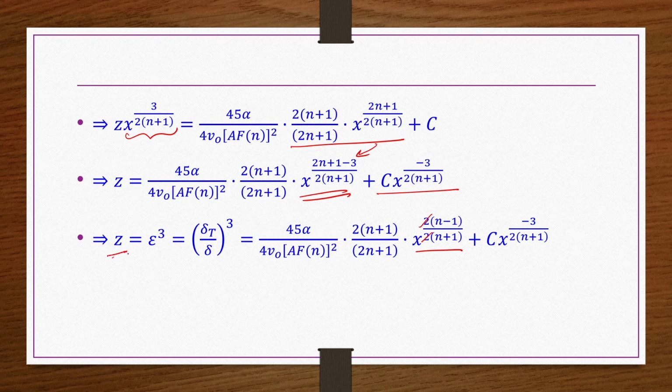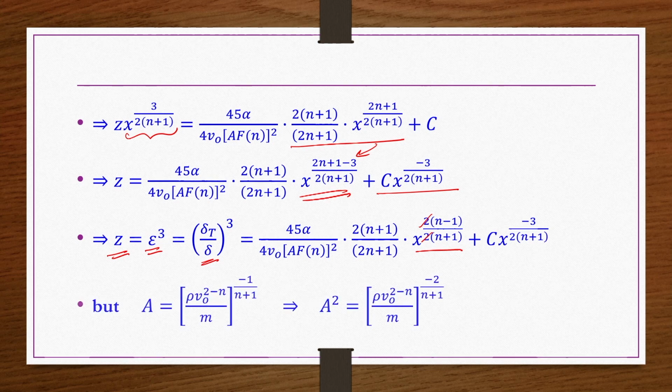Now, this z we got is nothing but epsilon cube, and epsilon cube is nothing but delta t by delta whole cube, because epsilon is nothing but delta t by delta. So, the solution is still not complete, we are only halfway, because this delta cube also we have to take to the other side and then do a lot of simplification. Though it looks like we are almost at the end of the derivation, we still have half the way to go.